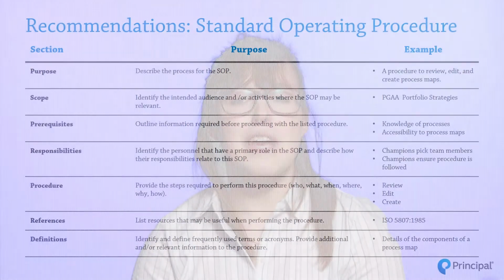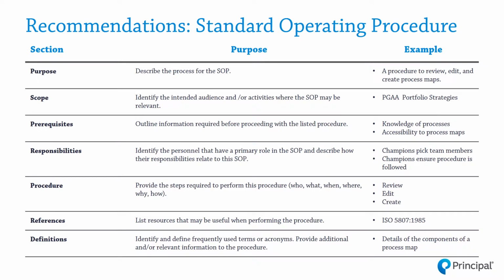Once all the process maps were created and finalized, the ISU team wanted to further implement sustainability efforts to ensure that the process maps were a true reflection of Principal's asset allocation strategies. To complete this, the Iowa State team decided that we will create a standard operating procedure for reviewing, editing, and creating process maps. The standard operating procedure is a set of instructions which has the following sections: a purpose, a scope, prerequisites, responsibilities, procedure, references, and definitions.